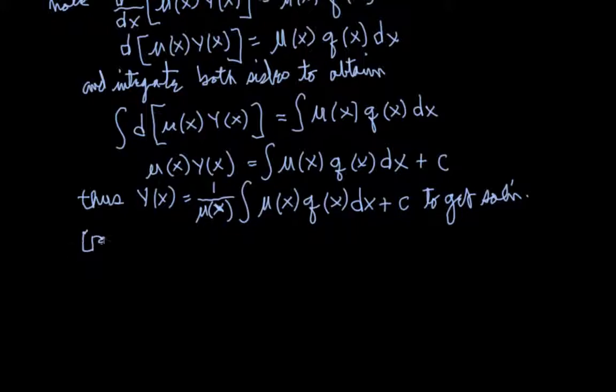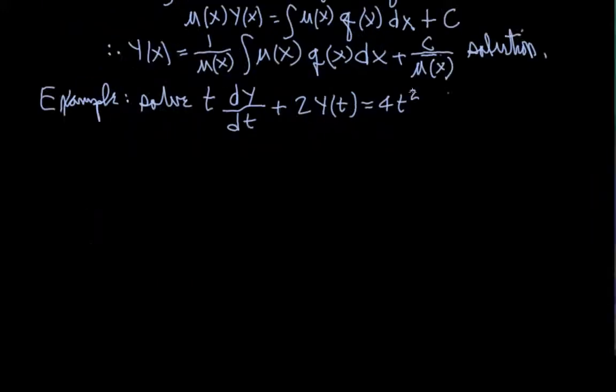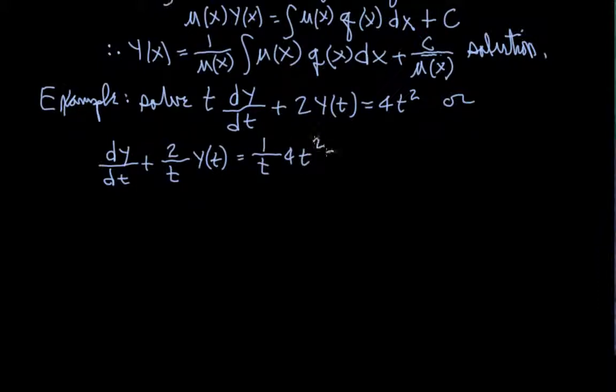So now the next thing we're going to do is an example of this calculation methodology for a standard, sort of typical equation, shown here on the screen. t times dx/dt plus 2x of t equals 4t squared. So the first thing we do is rewrite the equation in the standard form so that we can find p of t. And here I see that p of t is equal to 2 over t.